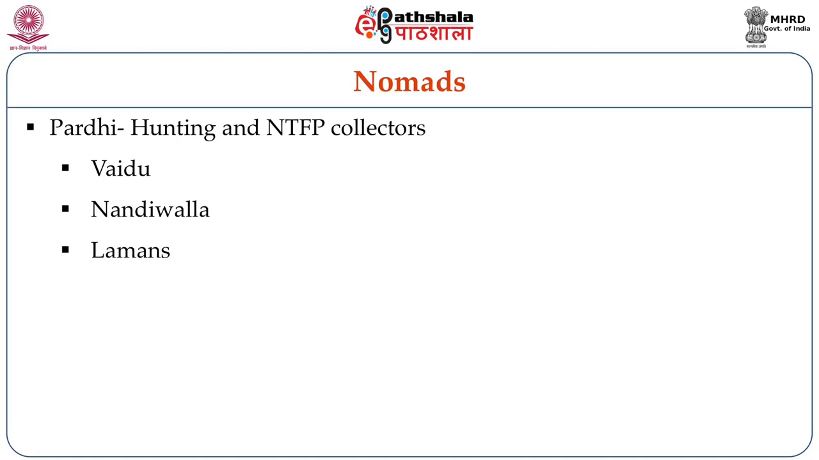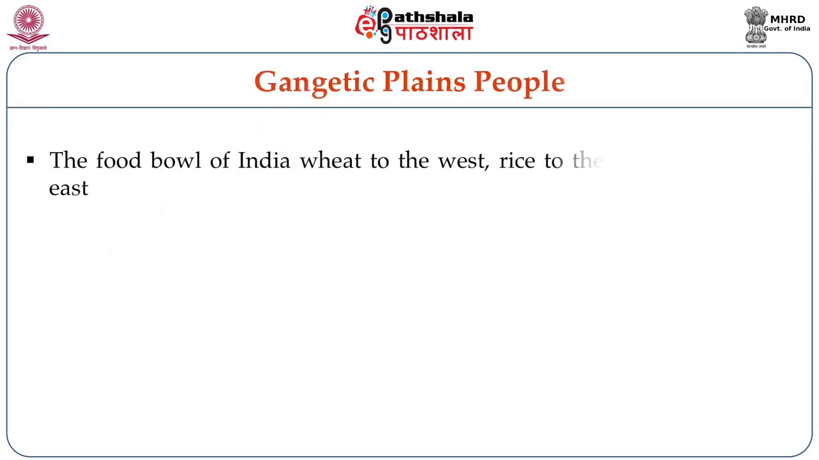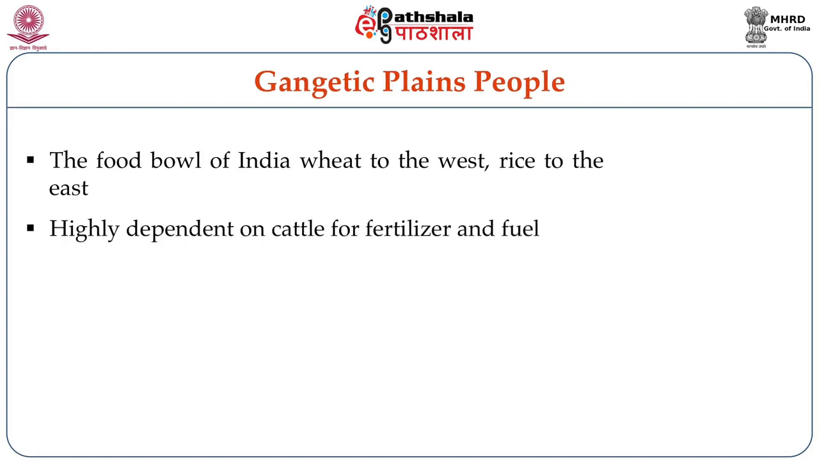Now, all these people, again, the problem is that they are landless. And when they are landless, they have problems with landed people wherever they move. The Gangetic Plains people, the food bowl of India. In the west, it is primarily wheat. In the east, it is primarily rice. These are highly dependent, again, on cattle as fertilizer and for fuel.